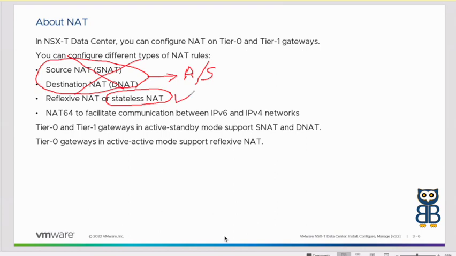So this is what we support if your T0 is running in active mode, because that brings asymmetric routing, and stateful services don't work with asymmetric routing. So this is your only option on a T0. But if you change your T0 to active standby, you can do everything. We also support NAT64. Stateless is used only when we use one-to-one NAT. If you're using hide NAT, then it is not useful.